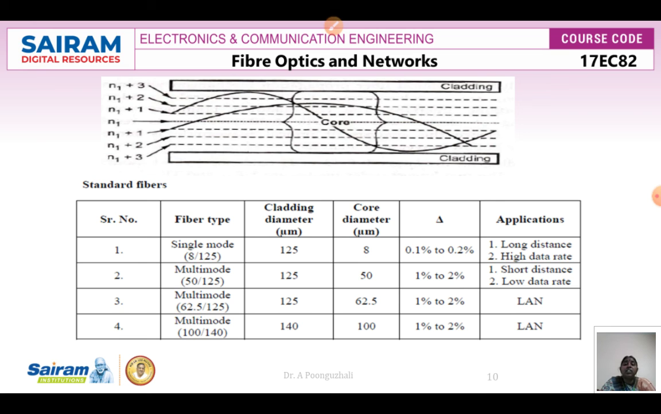Then multi-mode is 100/140. So the cladding diameter is 140 and the core diameter is 100. Your refractive index difference is 1% to 2%. Your application is that it can be used for LAN applications.